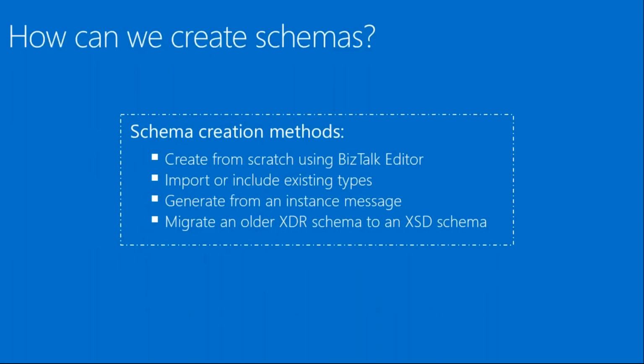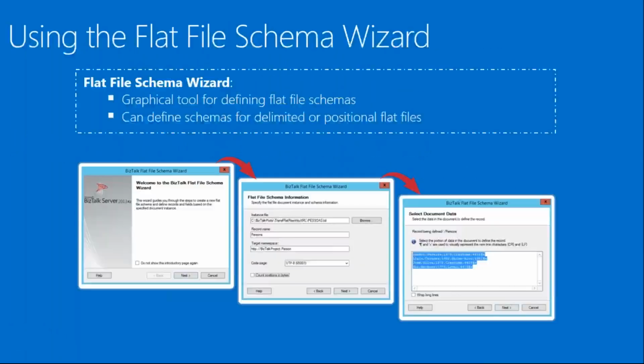To create these schemas, we can of course create them from scratch, by hand. With regard to flat files, that is not recommended, because it's a lot of work. But we can also use the Flat File Schema Wizard, the basic tool that we have to translate a flat file, a CSV or text file, to an XML based on certain rules. But be aware, this is a graphic tool, this is a wizard. Everything can be done by hand and manually.